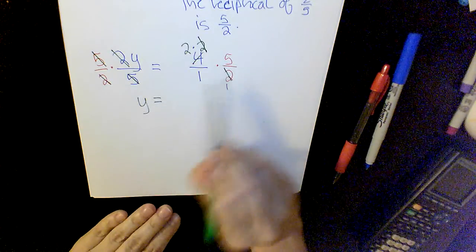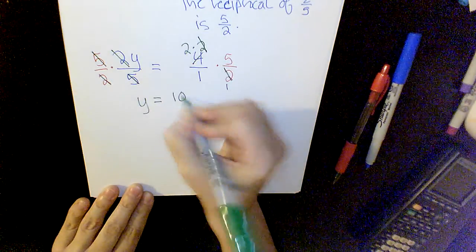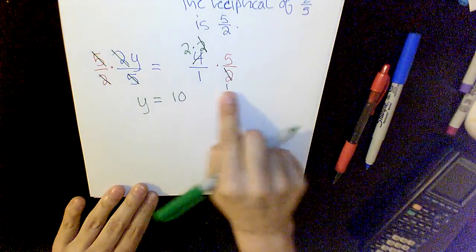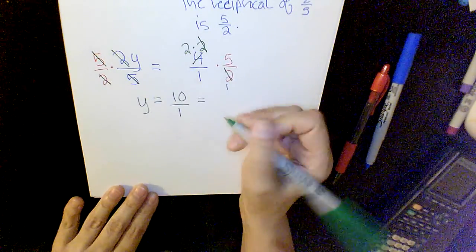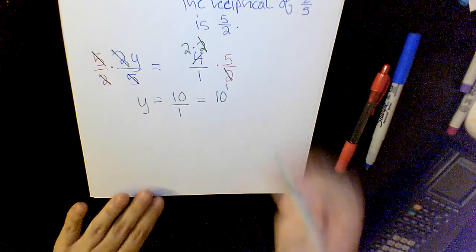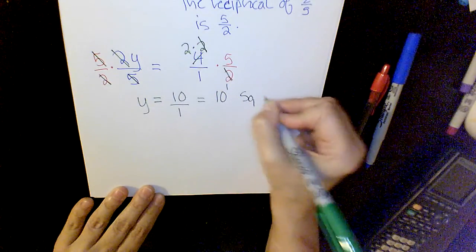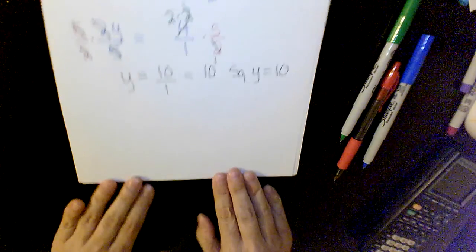So as I multiply across, I'm getting 2 times 5 is 10, and I'm getting 1 times 1 across the bottom. And 10 over 1 is just 10. So y equals 10 is my solution.